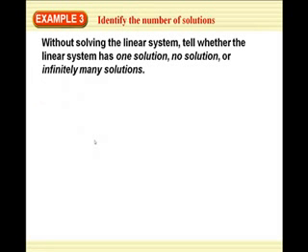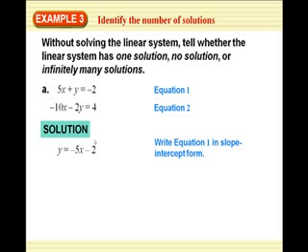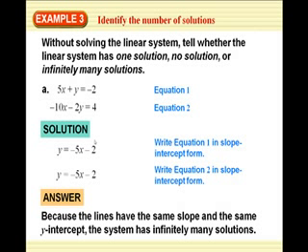Without solving the linear system, tell whether the linear system has one, no, or infinitely many. Okay? Without solving it. We'll have to graph it then, I suppose. Is that what they want us to do? Oh, yeah, look at the slopes. We'll put them in slope-intercept form. And if the slopes are the same, they're parallel. So look at there, the slopes are the same, and the same, oh, they're exactly the same. Look at those. So since they're exactly the same, it would be many.